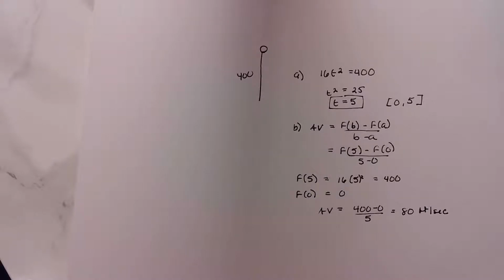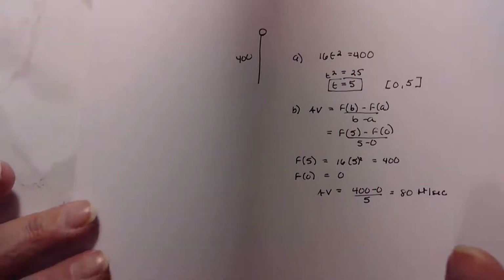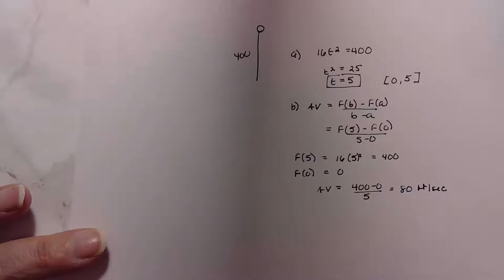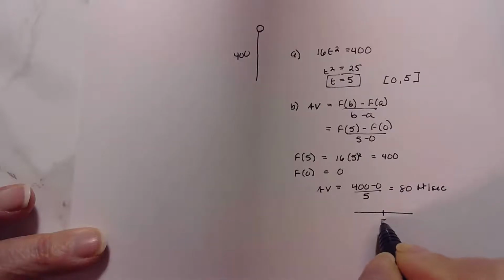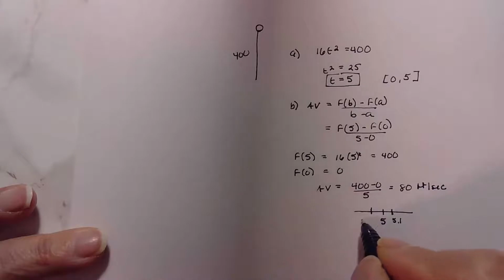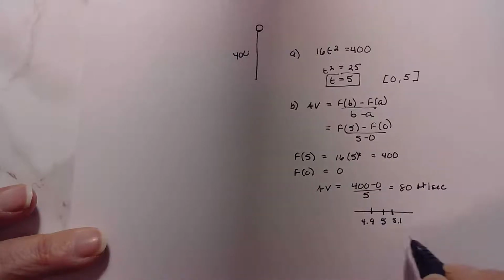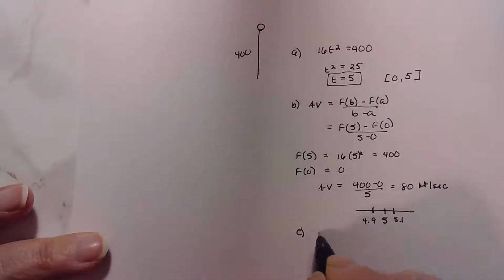In part C, they want us to estimate the instantaneous velocity when the ball hits the ground. So remember, when the ball hits the ground, it's going to keep bouncing for a little ways. So what you want to do is choose a point really close on the left and really close on the right. And if you need to, make a little number line. This is when the ball hits the ground. Just a split second after, time is 5.1. And just a split second before, it's 4.9. And use those values to estimate your instantaneous velocity.